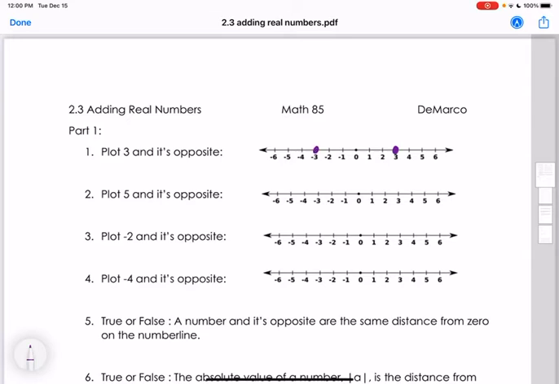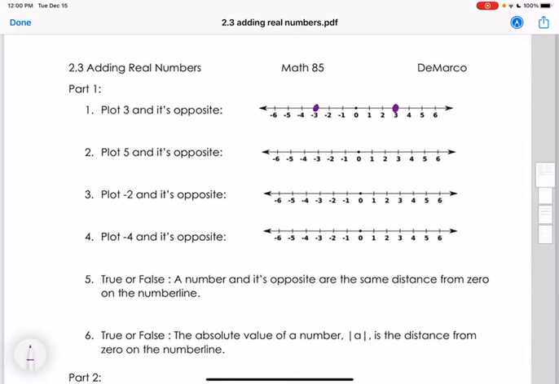Go ahead and try to answer 2 through... Let's see how many we can get on here. Let's just finish off part 1. See if you can do the rest of those, just based on that one example, okay? So try 2 through 6. Come back when you're done.